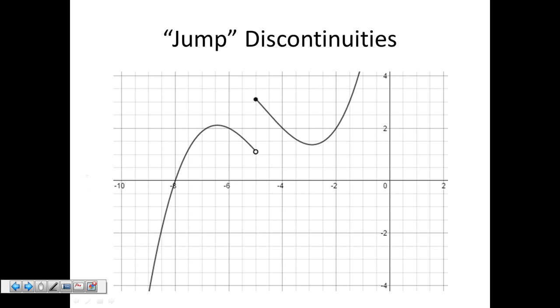A jump discontinuity has the graph being broken. We see a nice continuous curve that ends at -5. There's a big jump to a totally different y value, and then the graph continues on again from -5. So this is a jump discontinuity rather than a hole discontinuity.